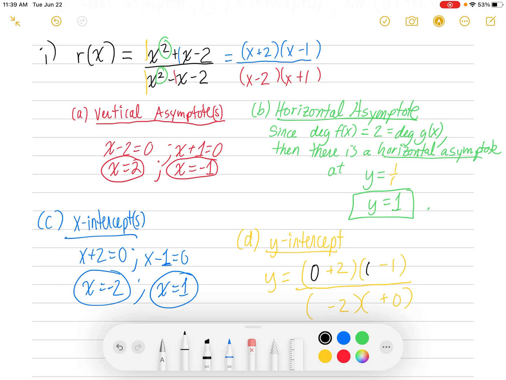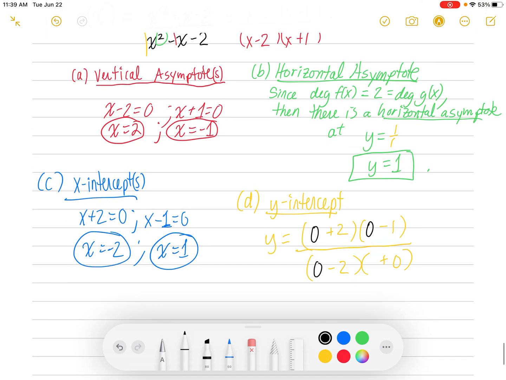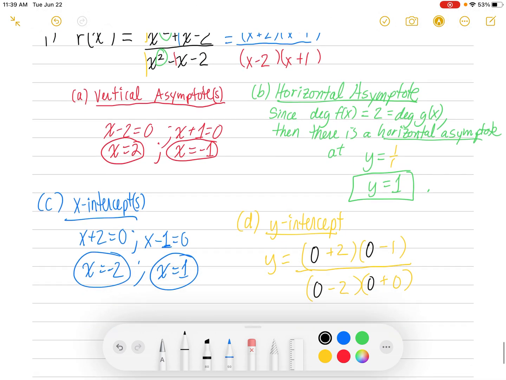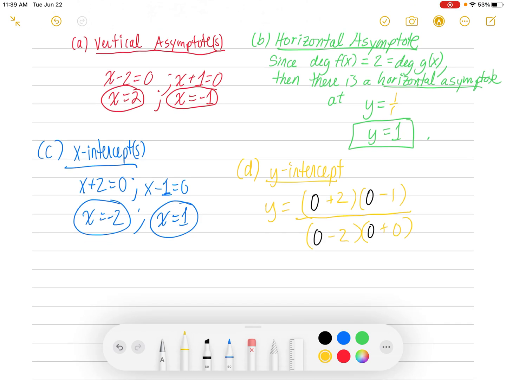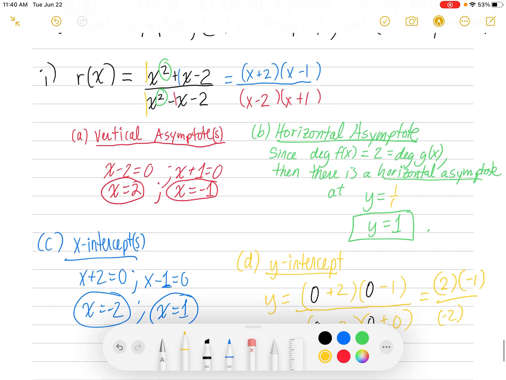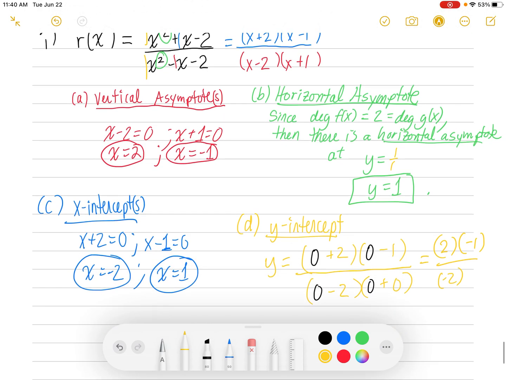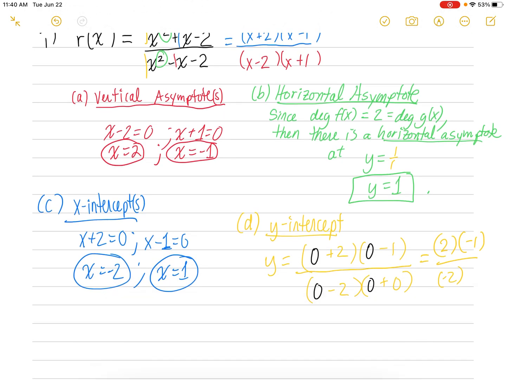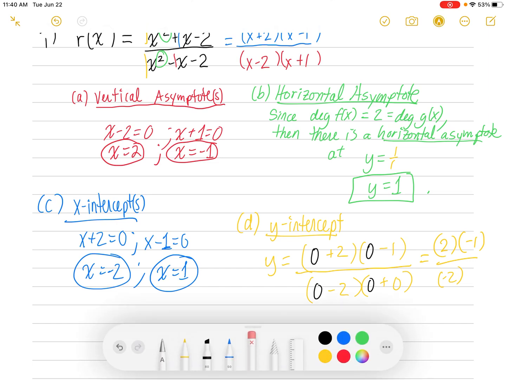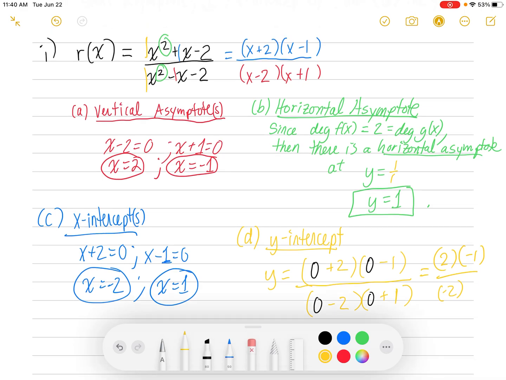So what we do, we're going to basically set x equal to 0 everywhere. So everywhere we have an x, we're going to plug in a 0 into the function. And we're going to call it y rather than r of x. So let's see what that does. You're going to have 0 plus 2 is 2. 0 minus 1 is -1. On bottom, 0 minus 2 is -2. And I wrote something down wrong, didn't I? That should be a 1. I missed something on bottom. That should be a 1 right there, right?